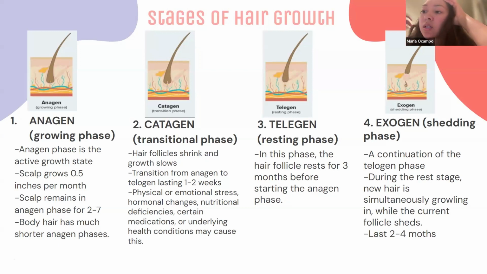Now moving into the telogen phase, this is the resting phase. This is a phase where all the hair halts growing and it stops for about 2 to 4 months, which is normal, right before going into the exogen phase. So the exogen phase is the shedding phase, and this phase is just a continuation of the telogen phase. So during the resting phase, hair is simultaneously growing. As you can see in the photo, there's a little follicle growing while the top hair is shedding out, and this lasts about 2 to 4 months.